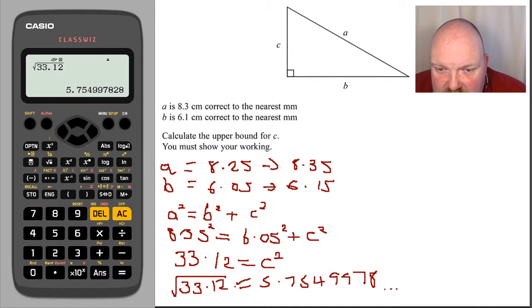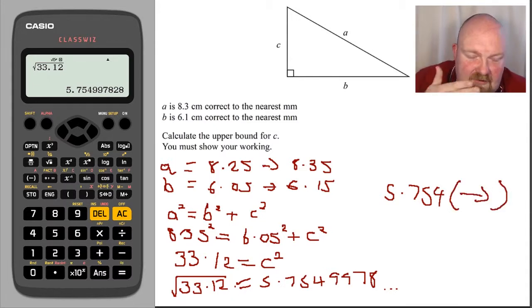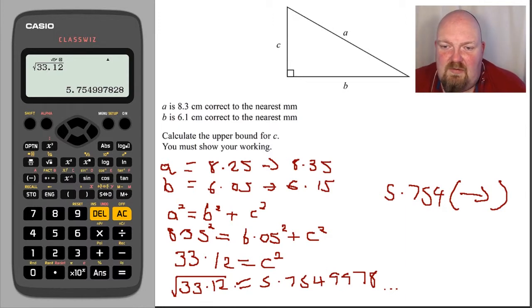Now, the mark scheme for this question suggests that our answer should be 5.754, and then anything else is a bonus. Okay, so the key is that you've written all the working out down and you've found everything that you need. Okay, so hopefully that makes sense.